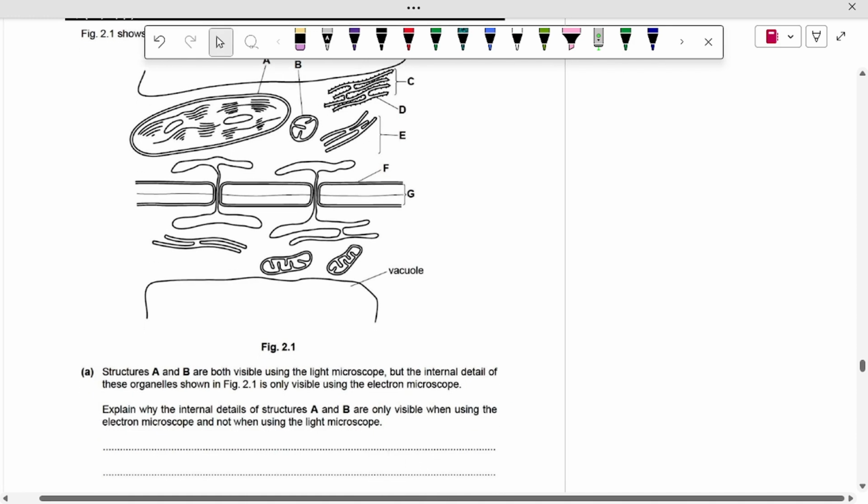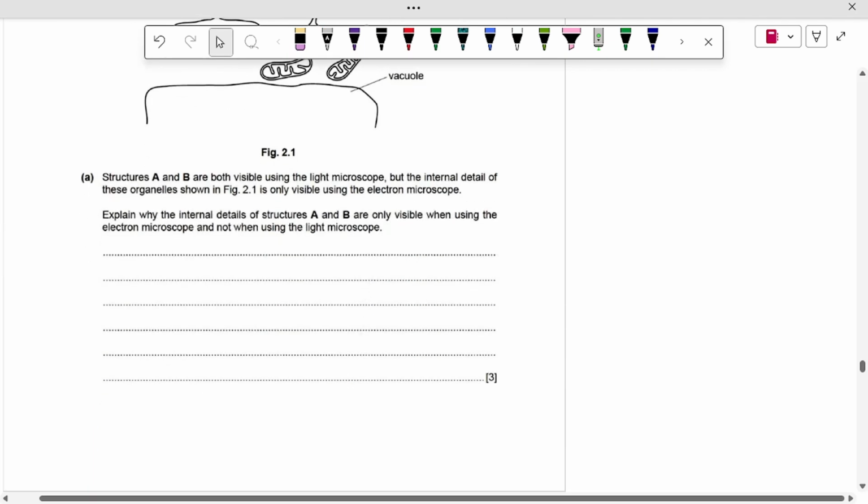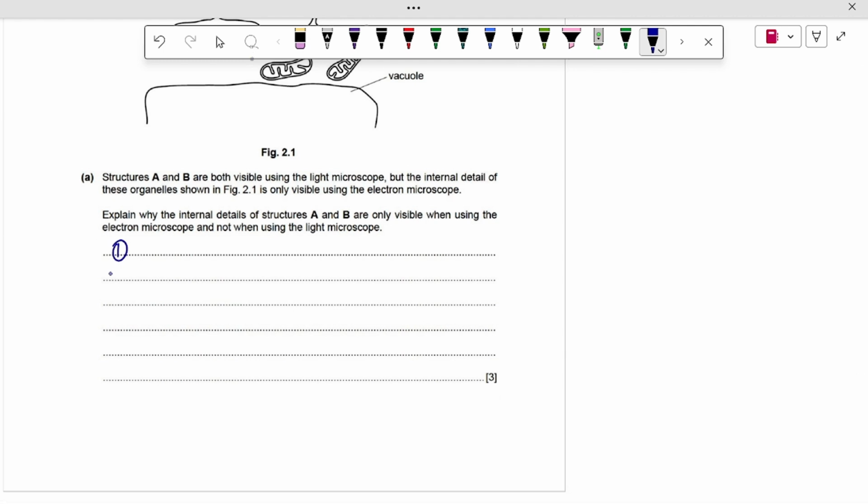Because your electron microscope, it has a high magnification and a high resolution. Explain why the internal details of structure A and B are only visible when using the electron microscope and not when using the light microscope. तो अभी जो मैंने pointer बोला कि your electron microscope, it has a high resolution, it has a high magnification, and again you can give the definition of resolution. पहला pointer आप ये लिखोगे कि आपके electron microscope में you have high resolution and high magnification. Next pointer you can give the definition of resolution.